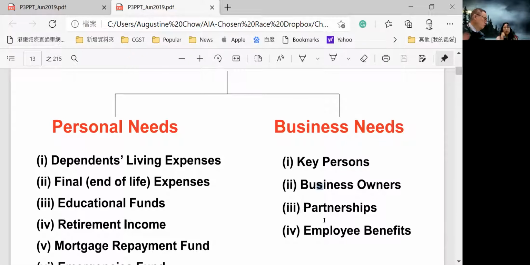Later I'll show you what the proposal will look like. You will see that we will give ideas of the cash value, surrender value, death benefits. You must project it.